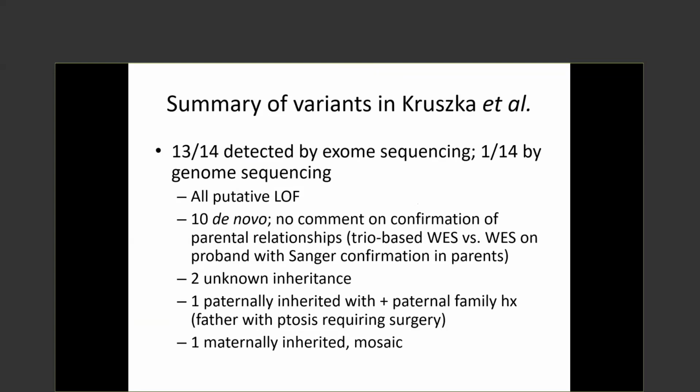He had ptosis that required surgery. And 1 was maternally inherited from a mosaic mother.